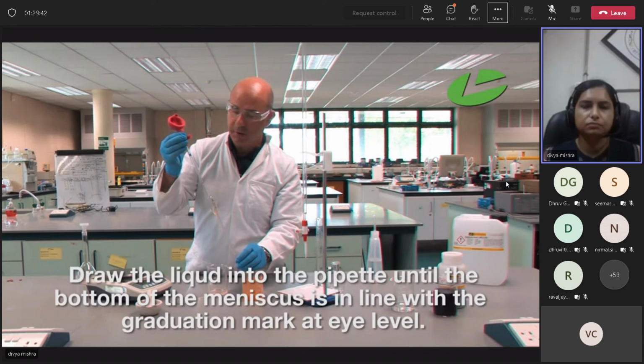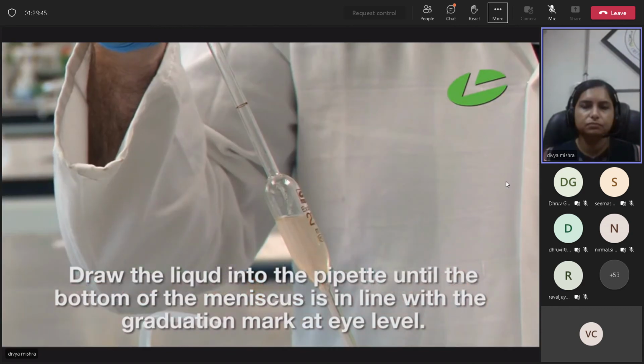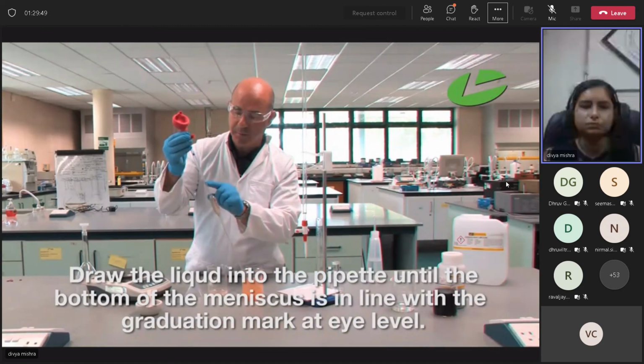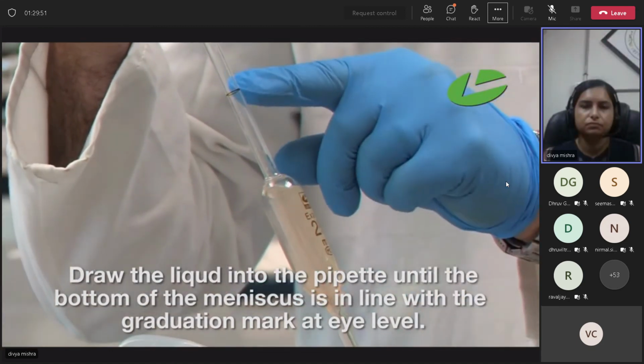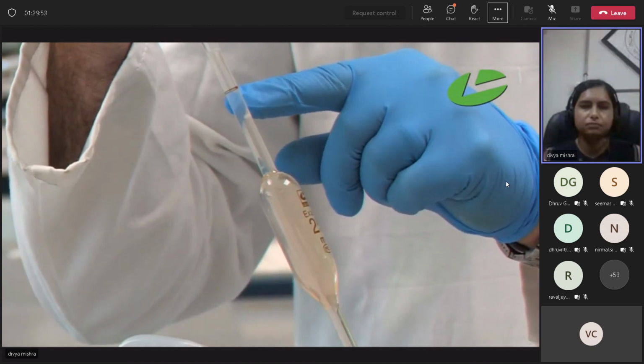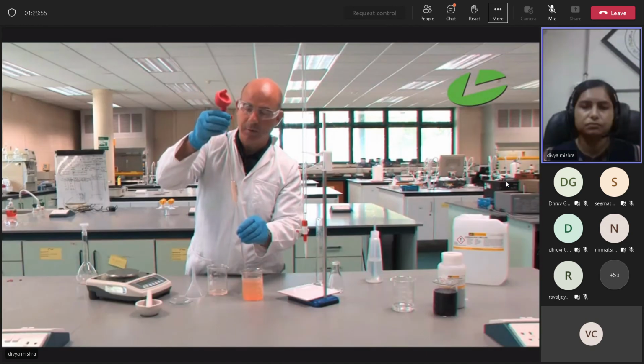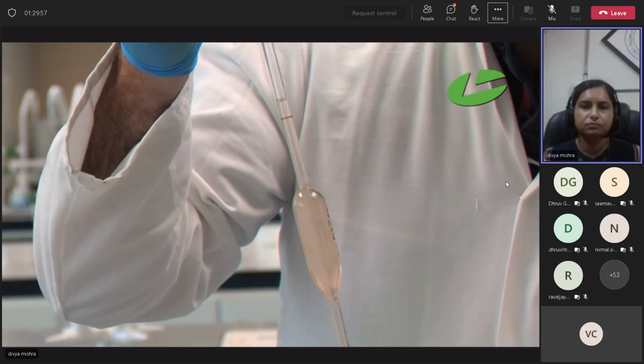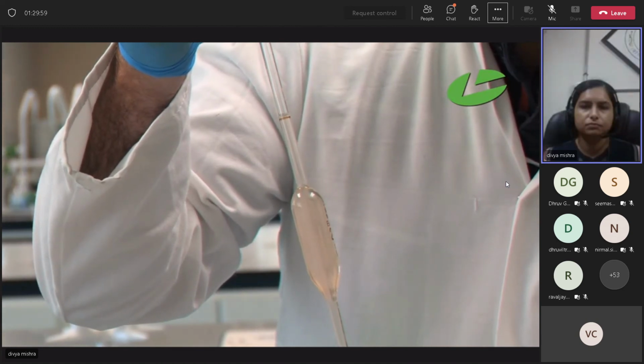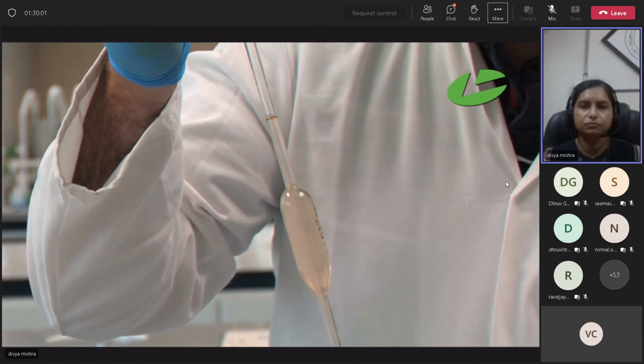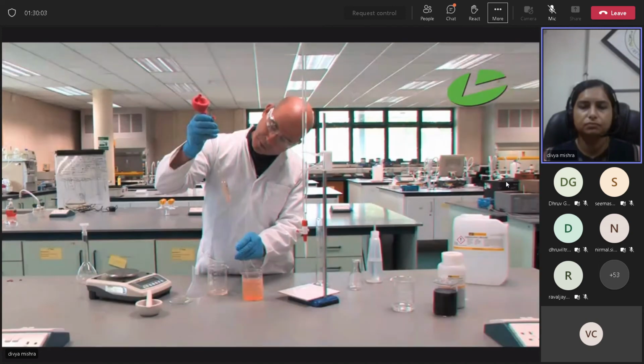Draw the liquid up until the bottom of the meniscus of the iron solution is in line with the graduation mark here at eye level. If you go too far, which I'll do on purpose, you can press the button marked E, and then the liquid level goes down until the bottom meniscus is in line with the graduation mark at eye level.